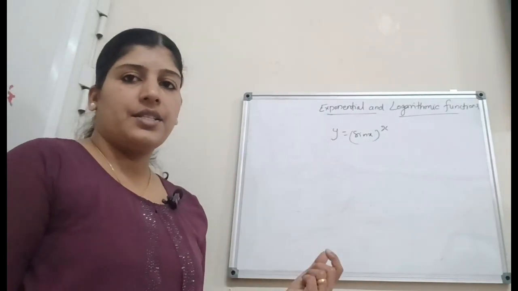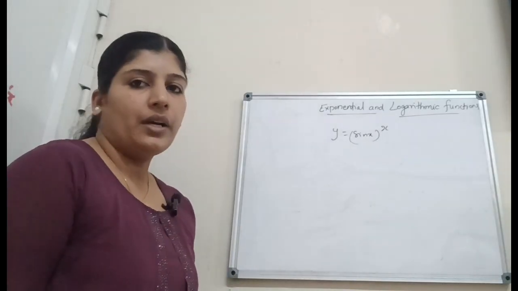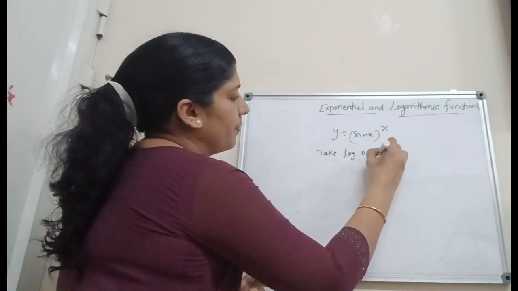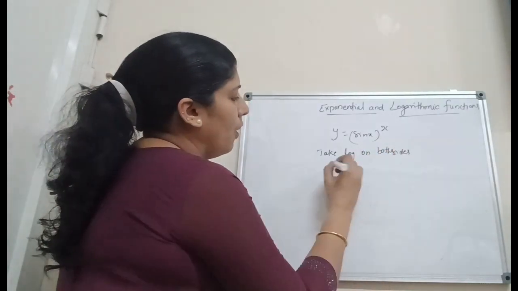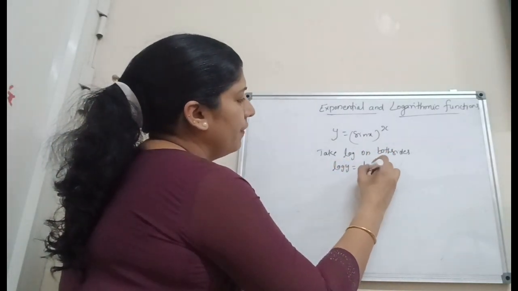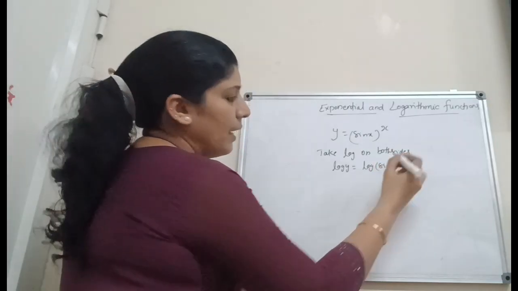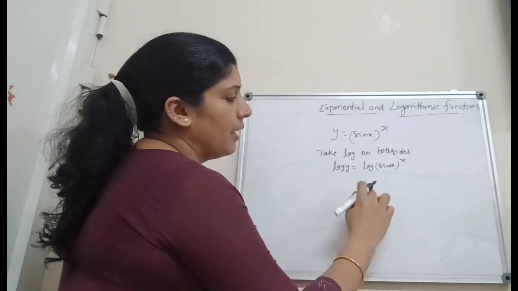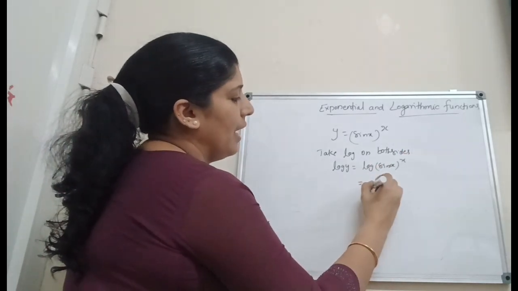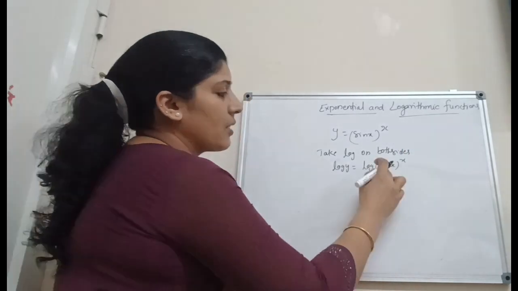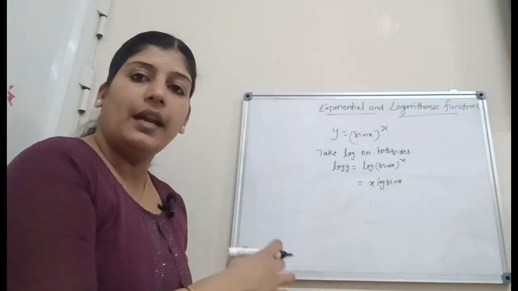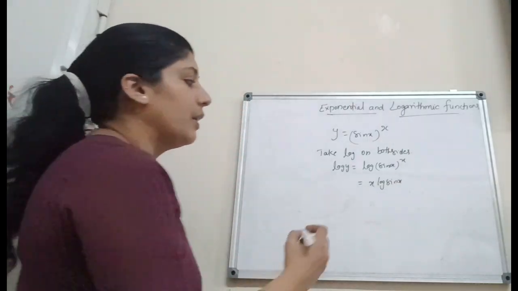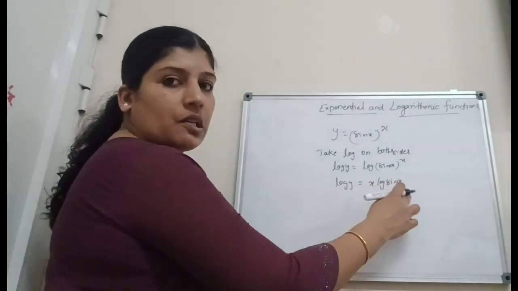Next, consider the question y equal to sin x raised to x. Therefore, here first we have to take log on both sides. Therefore, log y equal to log of sin x raised to x. Here log of sin x raised to x can be written as x log sin x. That is the log x raised to n form: log x raised to n is equal to n log x. In the same manner, here log sin x raised to x is equal to x log sin x. That is log y equal to x log sin x.